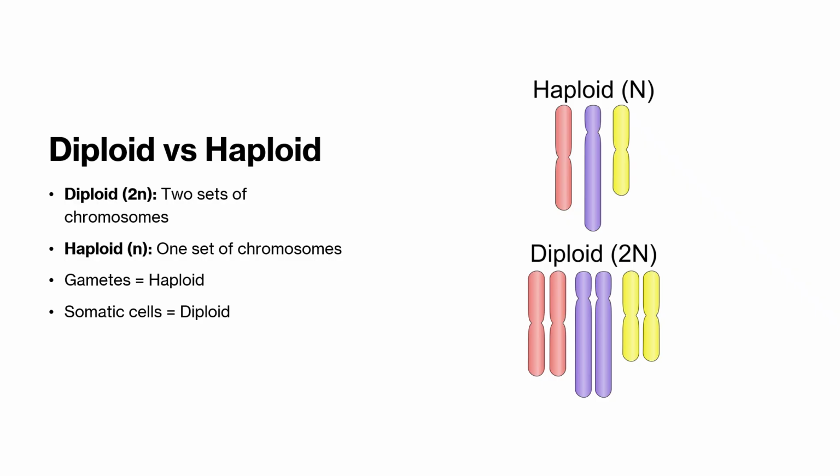Somatic cells, like skin or muscle cells, are diploid because they aren't involved in reproduction. Keeping this distinction clear will help you understand why meiosis needs two divisions. Think of it as splitting a complete set into two balanced halves.